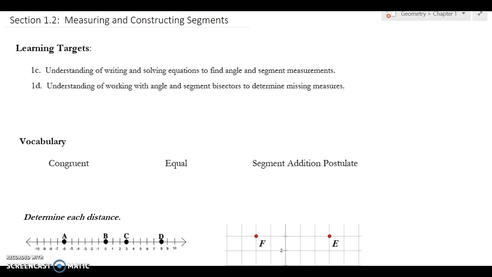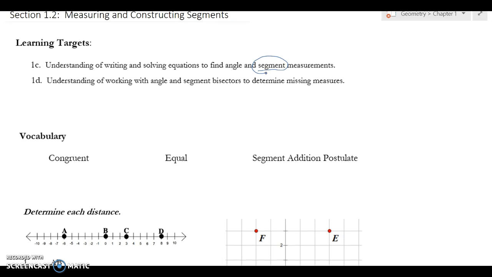All right, so what we're talking about today is measuring and constructing segments. The first thing we're going to do is our learning targets: we have to know how to write and solve equations dealing with angles and segments. We are not dealing with angles yet. We are just mainly dealing with segments, so that'll be the focus of everything. And we will be talking about finding missing measures.